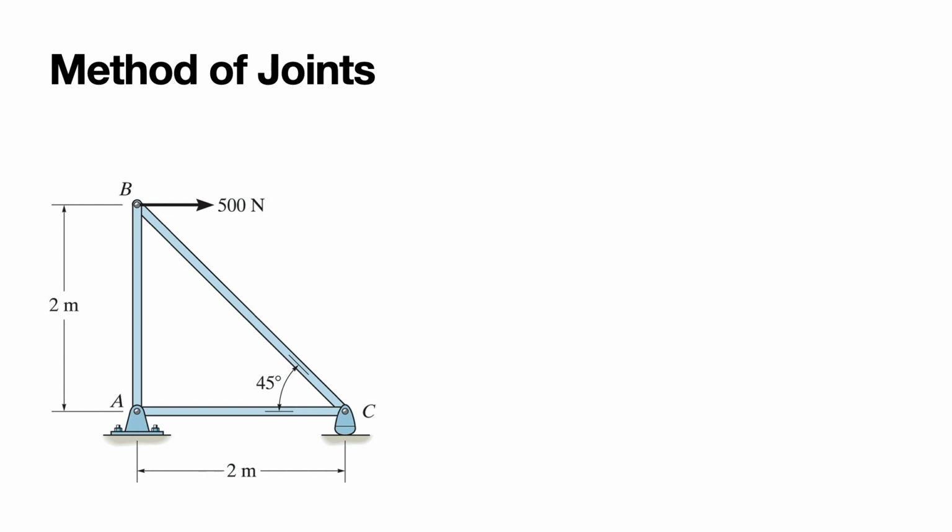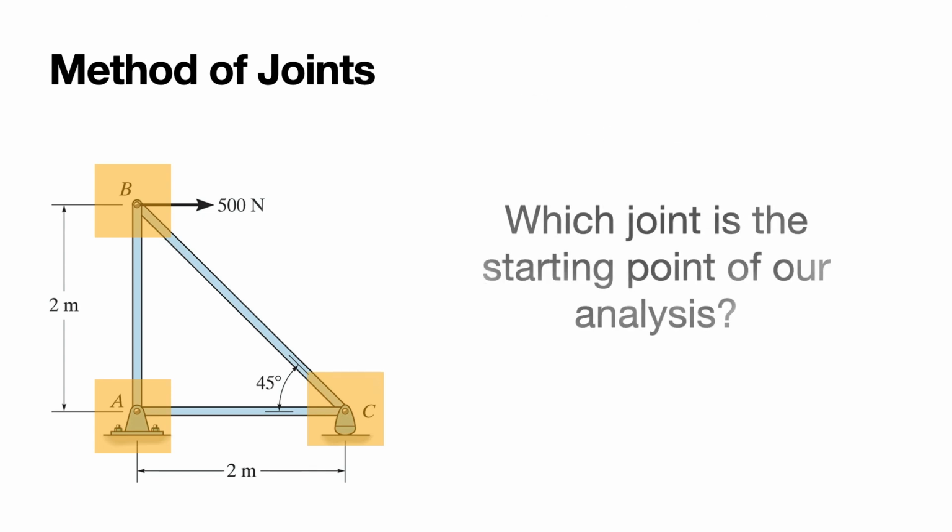Okay, now let's look at an example on how we can use the method of joints to solve computational analysis on a 2D structure. This structure consists of beams which are interconnected at three joints, which are joint A, joint B, and also joint C. The big question is, which joint is the starting point of our analysis?